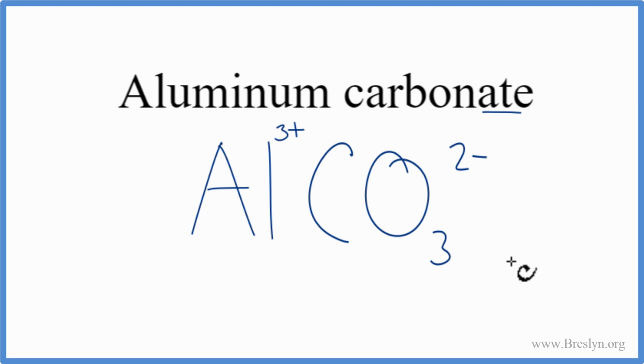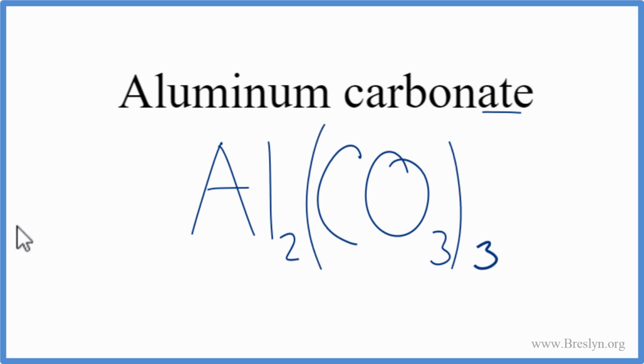We'll use something called the Criss Cross method. We'll take the 2 from the carbonate ion, move it down here, and from the aluminum, we'll move the 3 over here. We'll get rid of the charges up here. And because we have this 3 outside, that means we have 3 carbonate ions. We need to put parentheses around the carbonate. And that's the formula for aluminum carbonate.